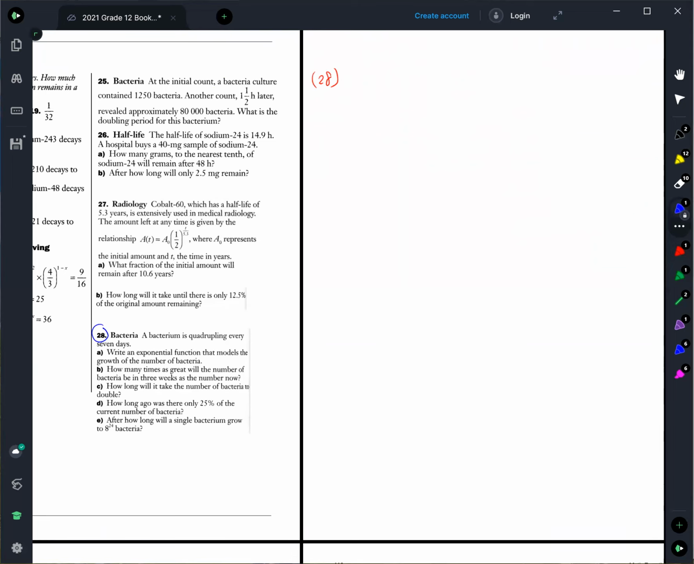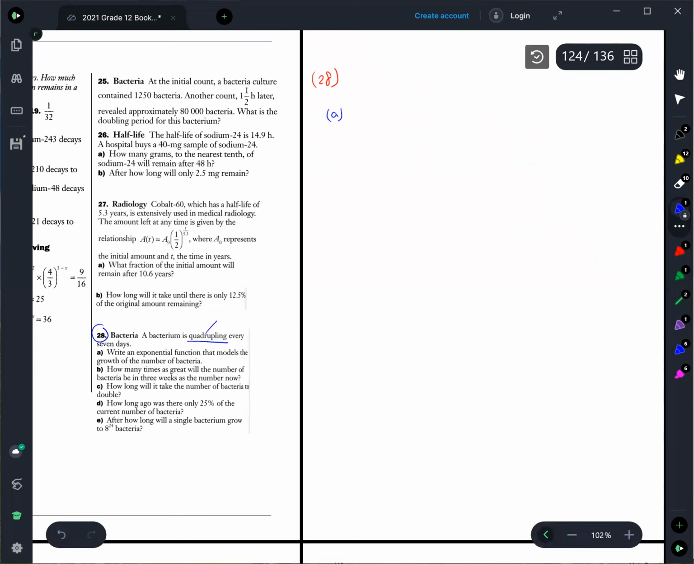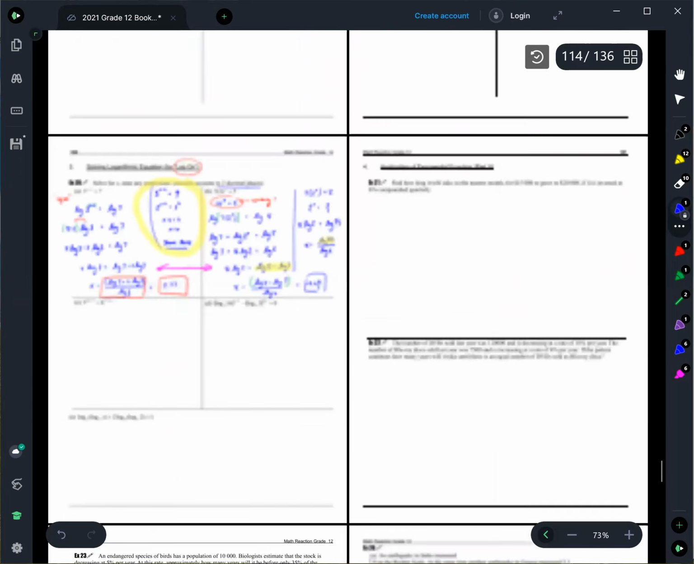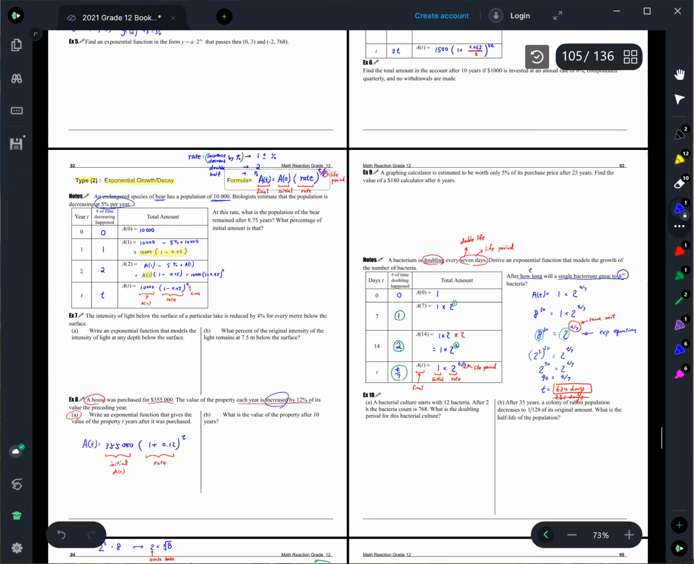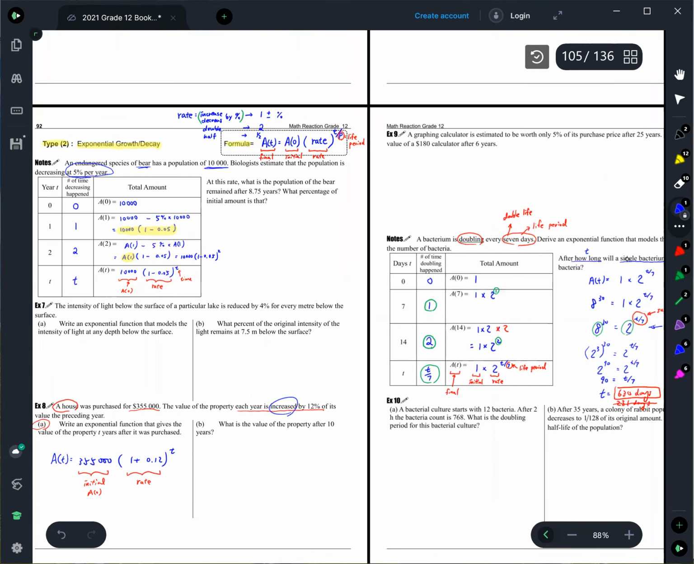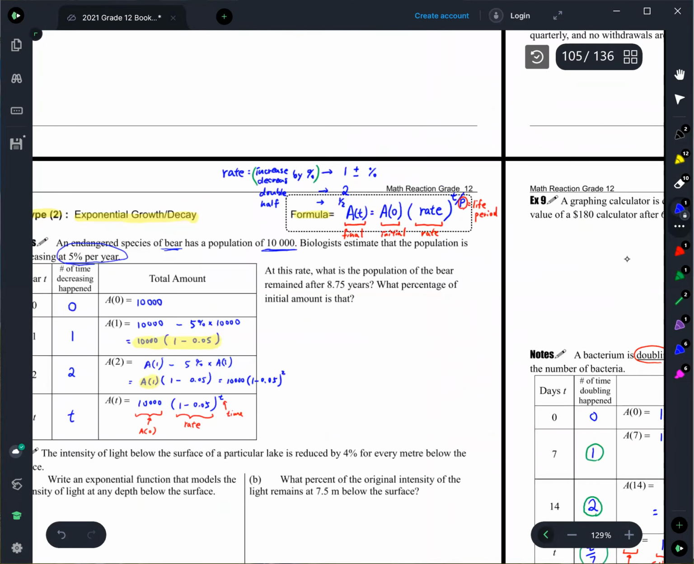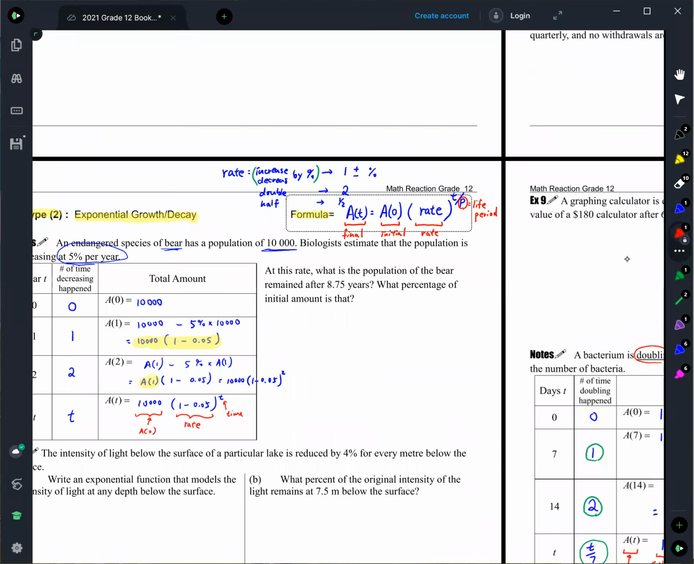First part asks you to write out the function, right? So I know you see the word quadruple, right? So this is telling you every time it gets 4 times bigger. Okay, so this question has to do with the word problem we did last time, a little bit, going back to page 92. So this is the formula that we want to use, okay? The one on the top right corner.